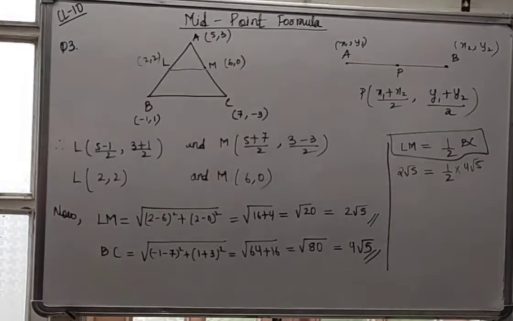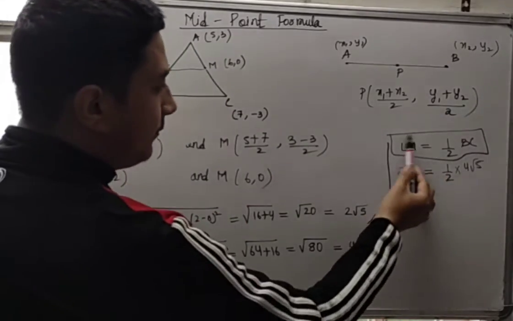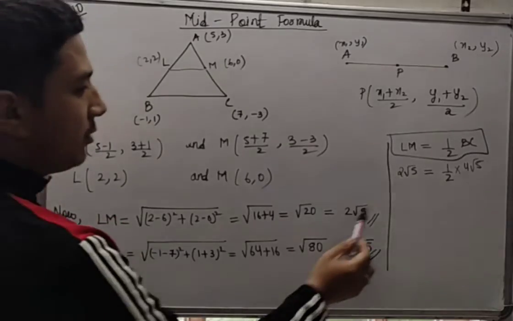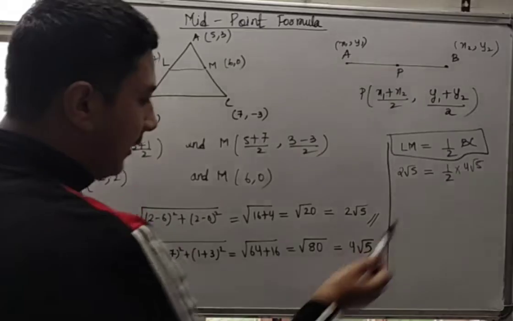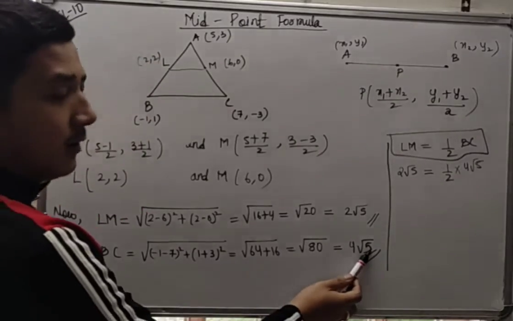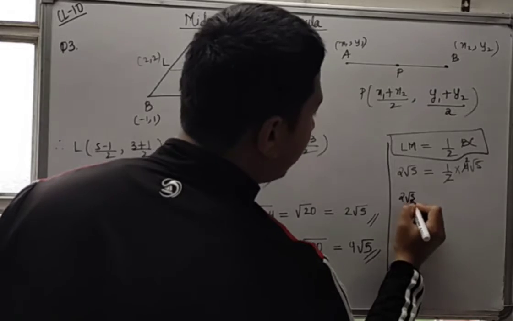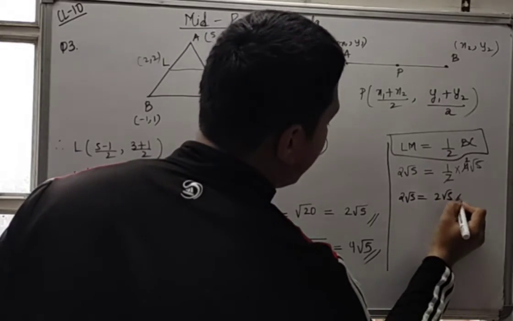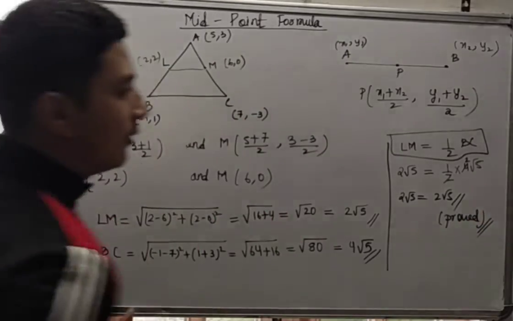Now I have to prove LM is equal to half BC. So what is your LM? LM is 2 root 5. Half, you write half, and what is BC? BC is 4 root 5. So please cancel. 2 1s are 2, 2 2s are 4. So are you getting 2 root 5 is equal to 2 root 5? So hence this means they are equal, which means it is proved.